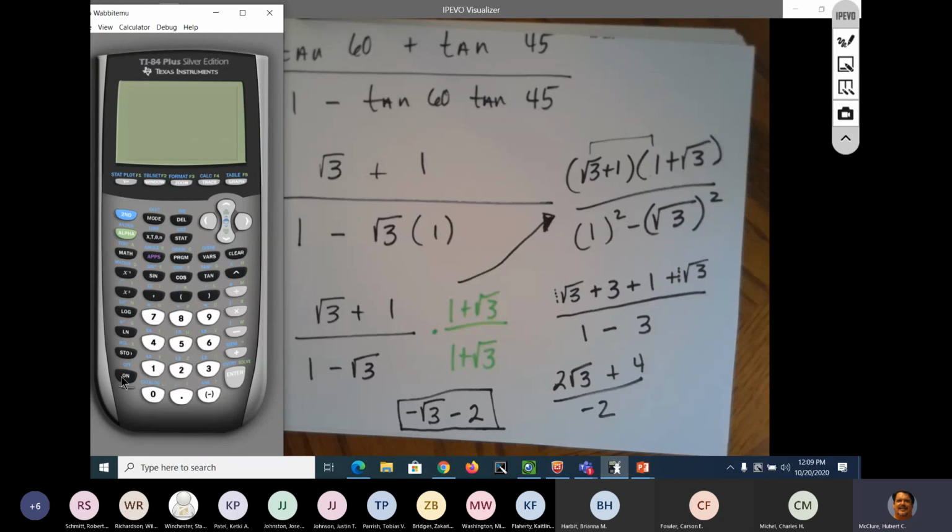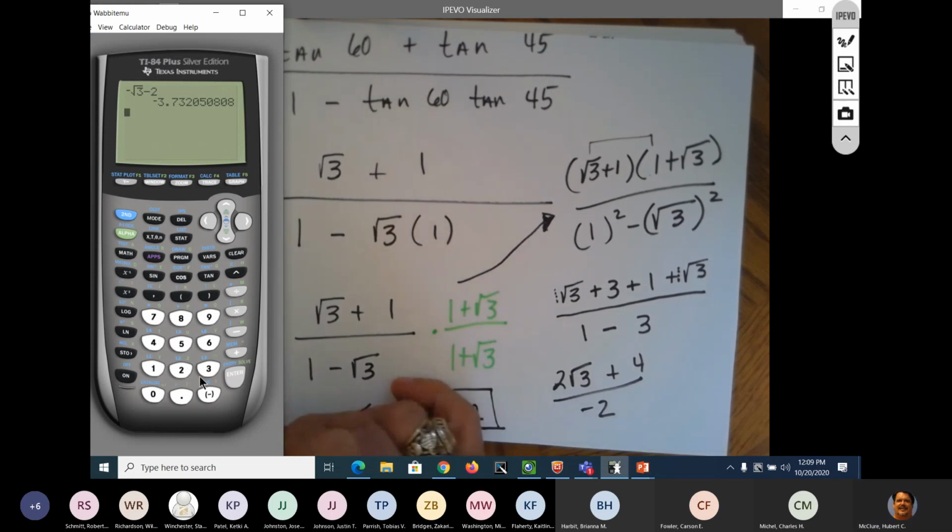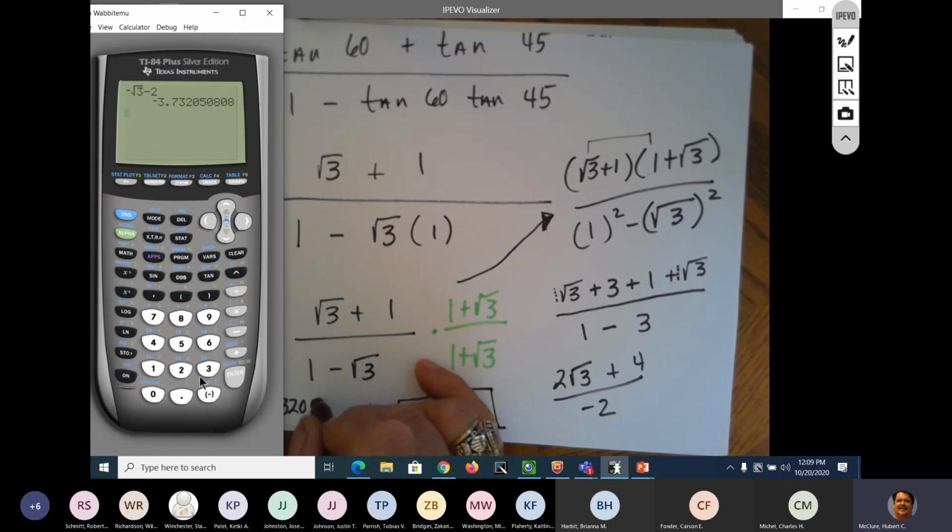You'd be surprised how many people do identities and they have no earthly idea what they've done after they've done it. Okay? So, negative square root of 3 minus 2, and that is negative 3.732050808.